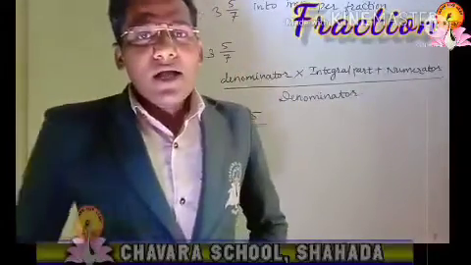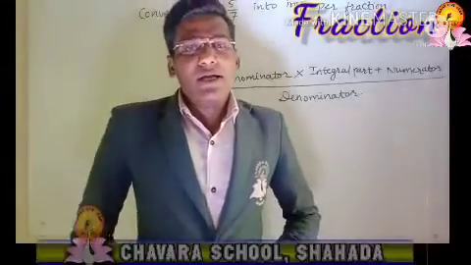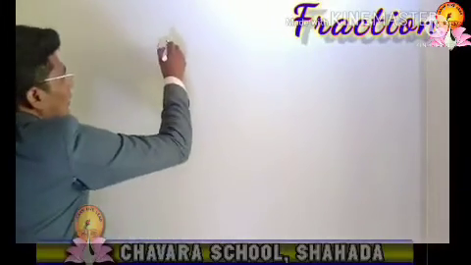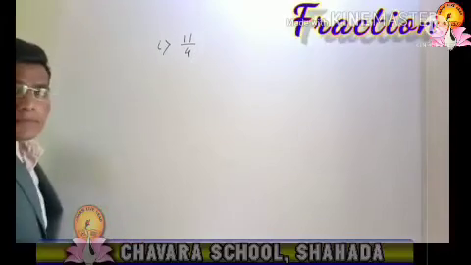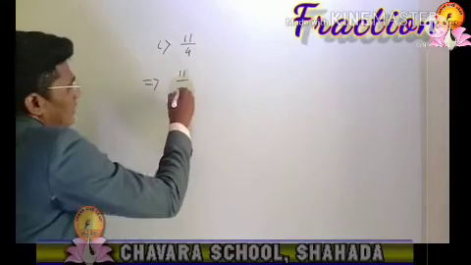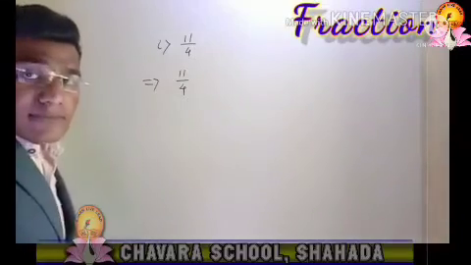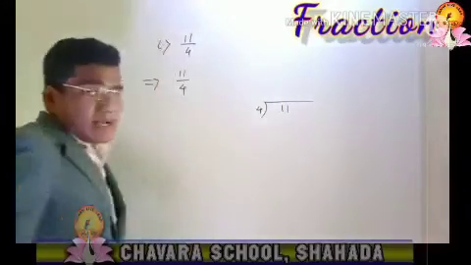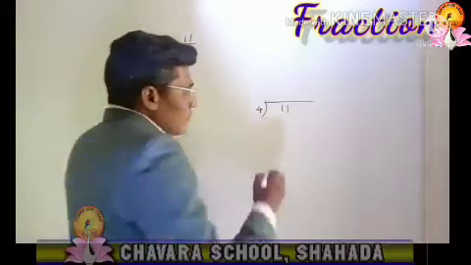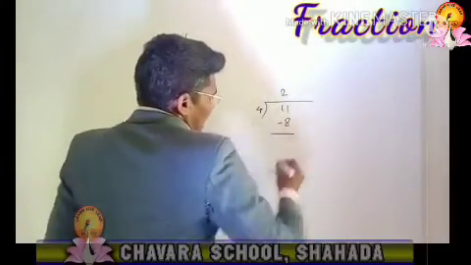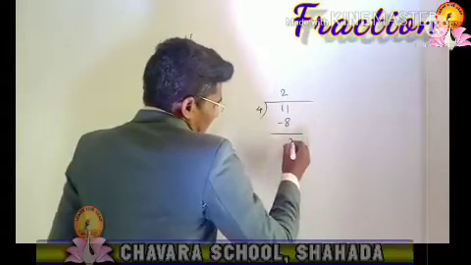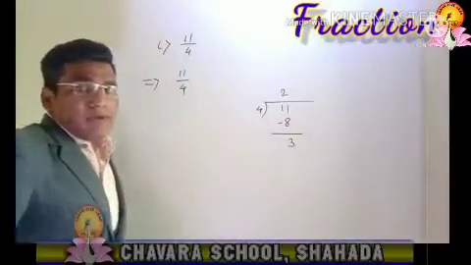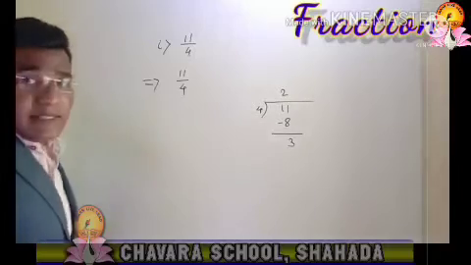Now how to convert an improper fraction into a mixed fraction? For example, 11 by 4. First of all, write the example as it is. As we know, the division of 11 by 4: 4 ones are 4, 4 twos are 8, and it will subtract, and the remaining part is 3. Now by using this technique, we can make a formula for making a mixed fraction.